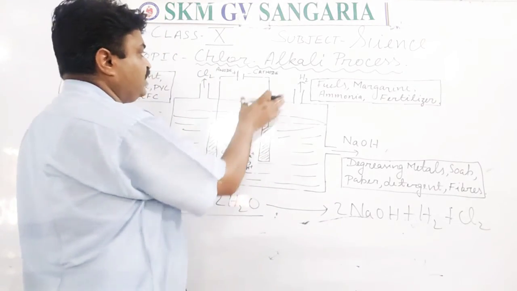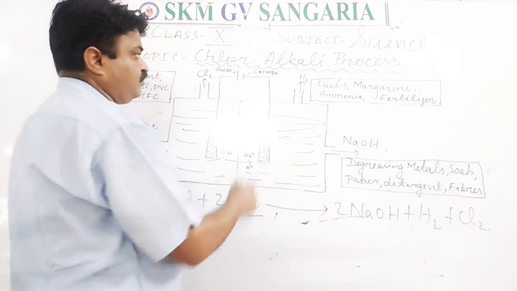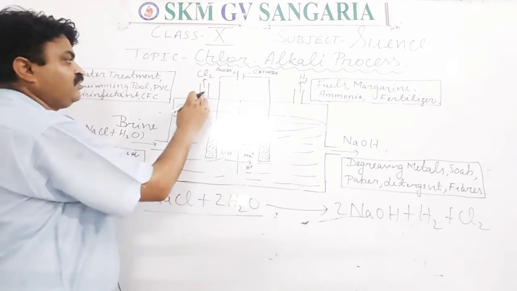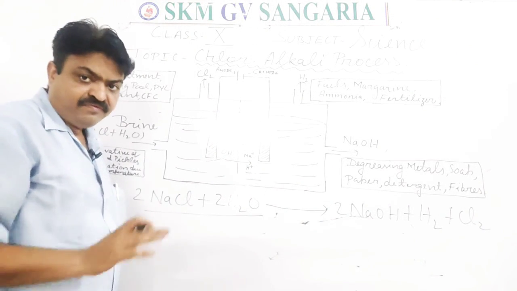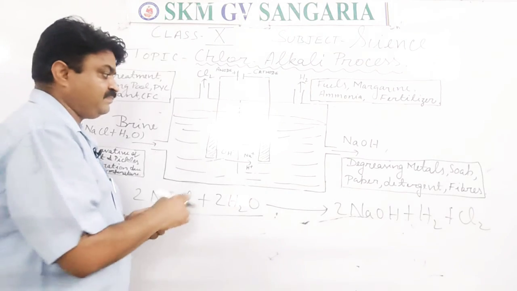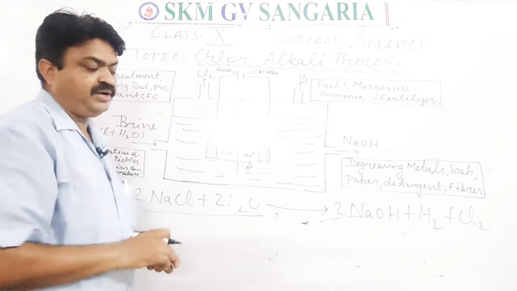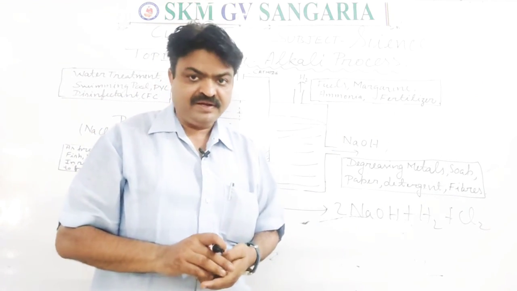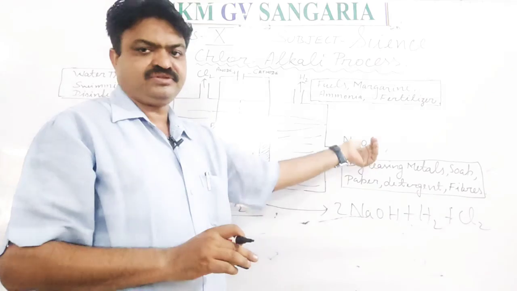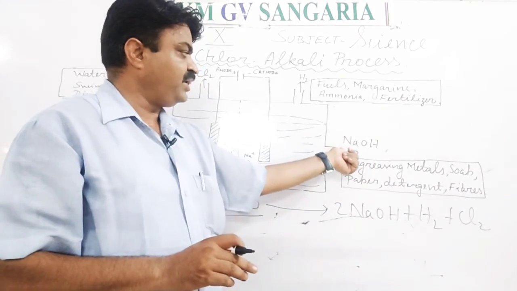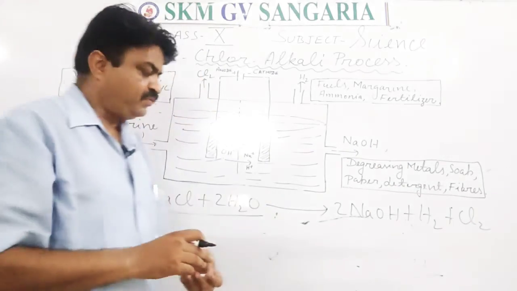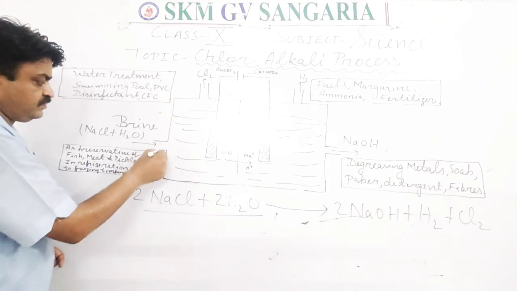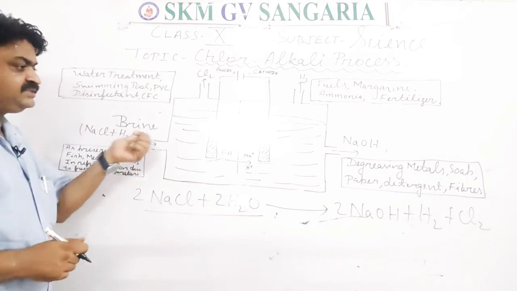And in this, two gases are produced. At the cathode side, hydrogen gas is produced, and at the anode side, chlorine gas is produced. With this, some solution remains here, and that solution is known as alkali, student, and it is found as sodium hydroxide. So from here, the sodium hydroxide is removed, and from this particular place, the brine is entered.